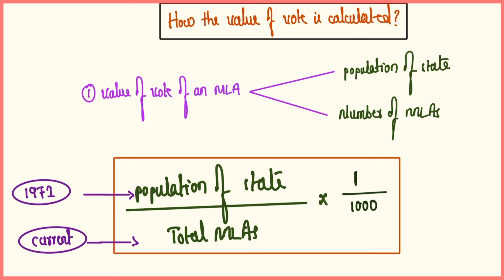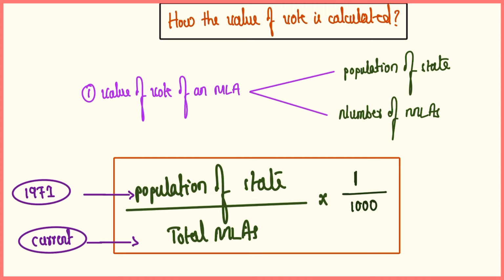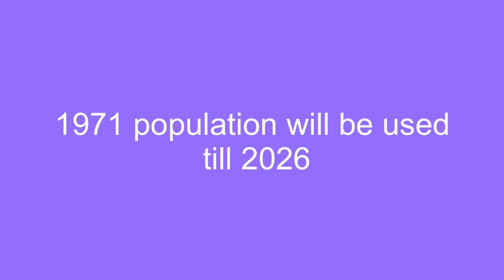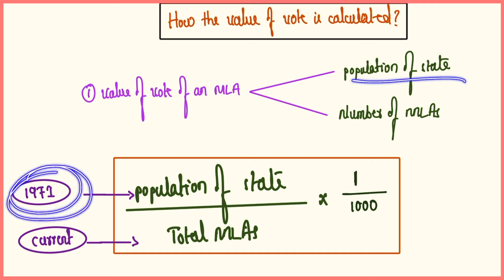The constitution is very clear about this, and the population which is taken for calculating the vote of an MLA is the population which was present in 1971, not the population of 2023 or whenever the election is happening. The population which was present in that state in 1971 is taken, and there are many reasons for that. That requires another video. So the population of 1971 is used, right?